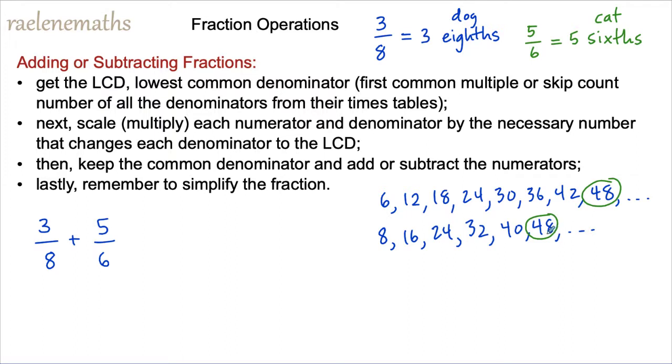And in terms of simplifying our fractions, we want to work with smaller numbers because they are simpler. And so the first number that both 8 and 6 have in common is 24. So we are going to convert eighths and sixths into 24ths.